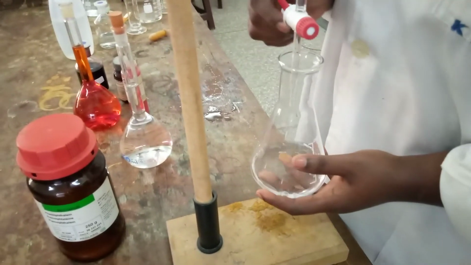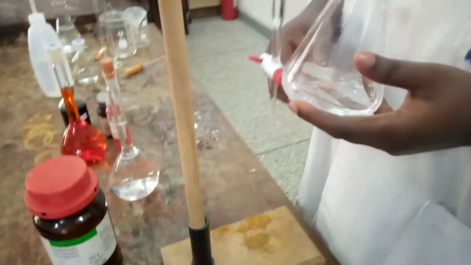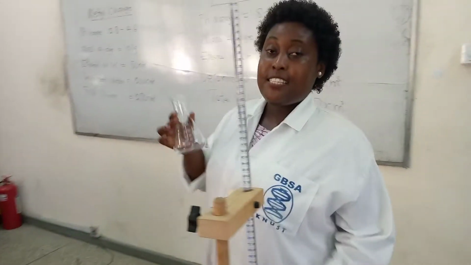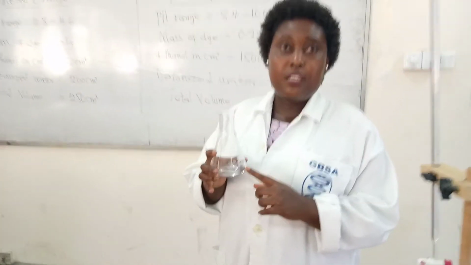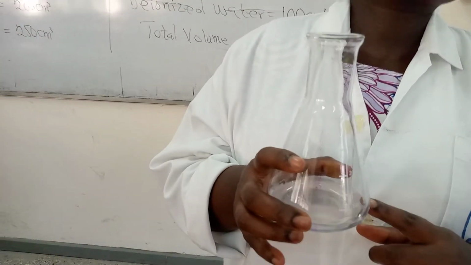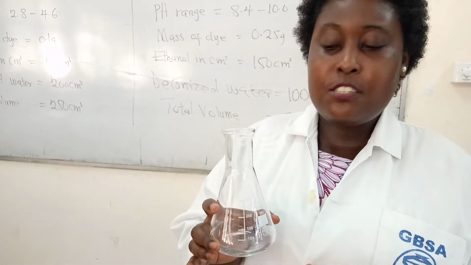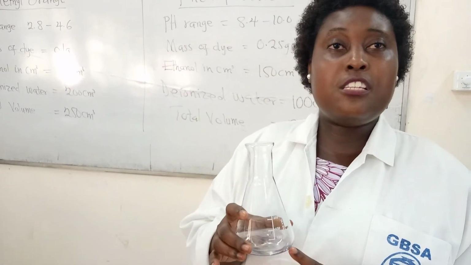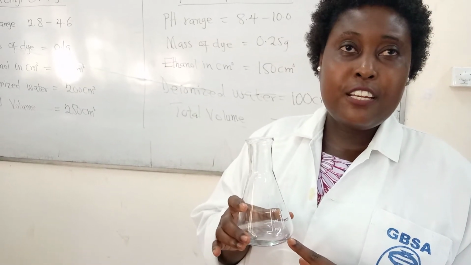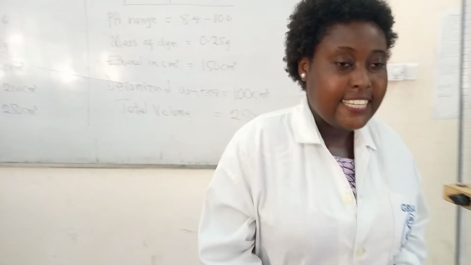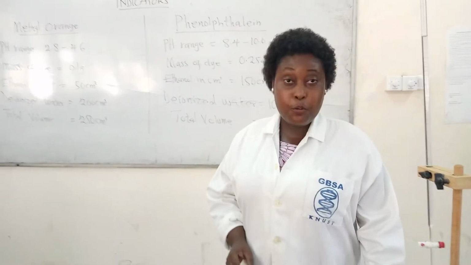Yes, it has changed color. So our indicator is working. Initially the color of the solution was pink, and after adding a few drops of my dilute HCl, it changed to colorless. You can no more see the pink color. Everything has vanished, which means that the indicator I prepared is a good one.